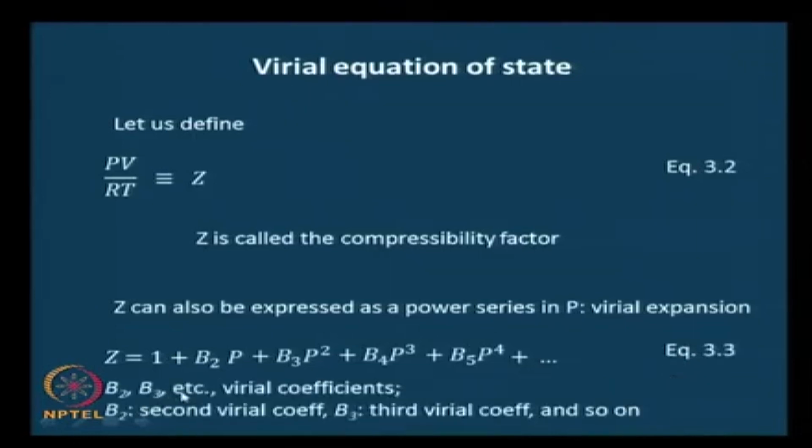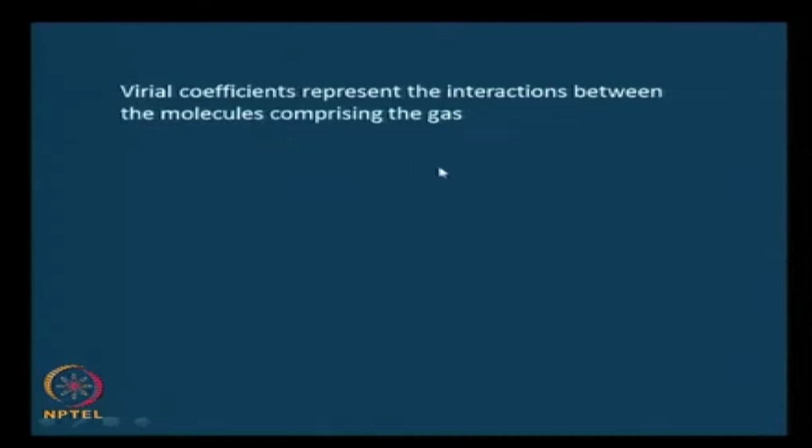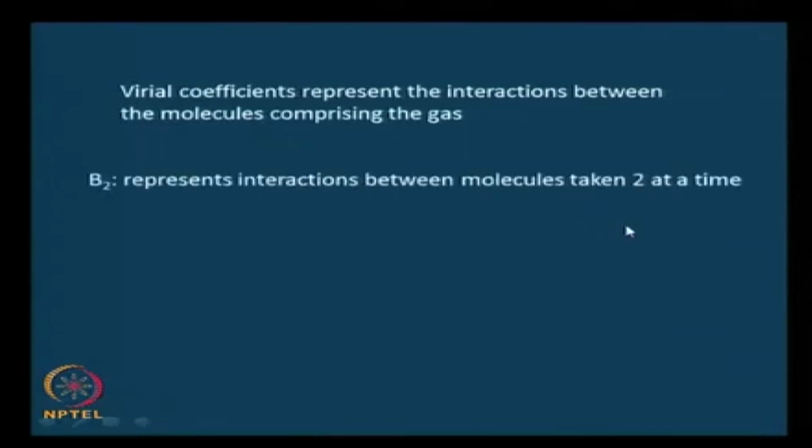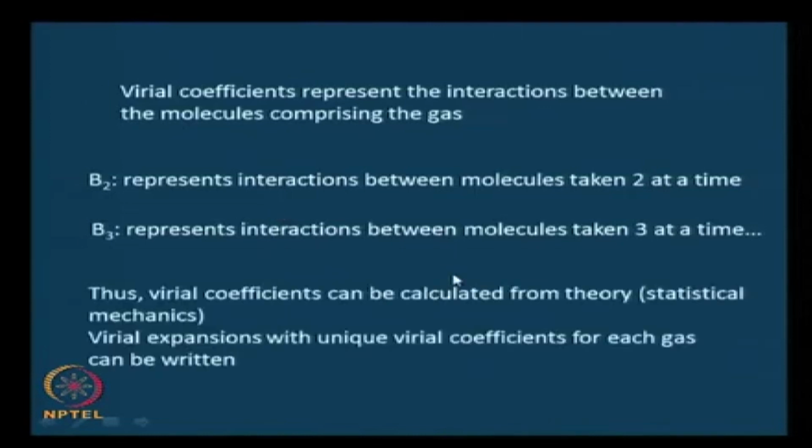Here B2, B3 are called the virial coefficients, the second virial coefficient B2, third virial coefficient B3 and so on. And we also said that virial coefficients represent the interactions between the molecules comprising the gas, and therefore they can actually be found from theory, statistical mechanics. For example, B2 represents interactions between molecules taken 2 at a time, B3 represents interactions between molecules taken 3 at a time, and so on.